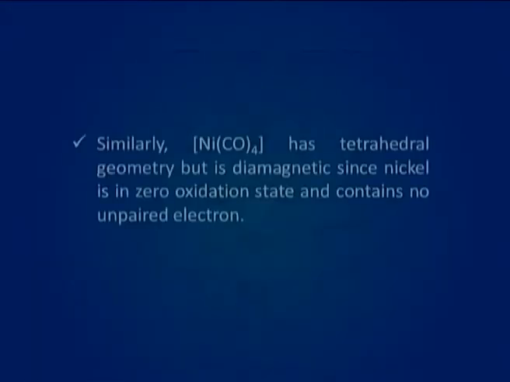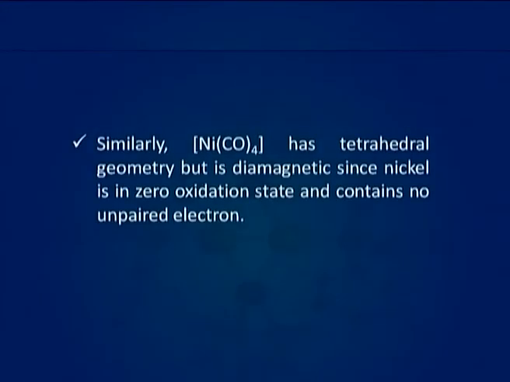Each chloride ion donates a pair of electrons. The compound is paramagnetic since it contains 2 unpaired electrons. Similarly, Ni(CO)4 has tetrahedral geometry, but it is diamagnetic since nickel is in 0 oxidation state and contains no unpaired electrons.